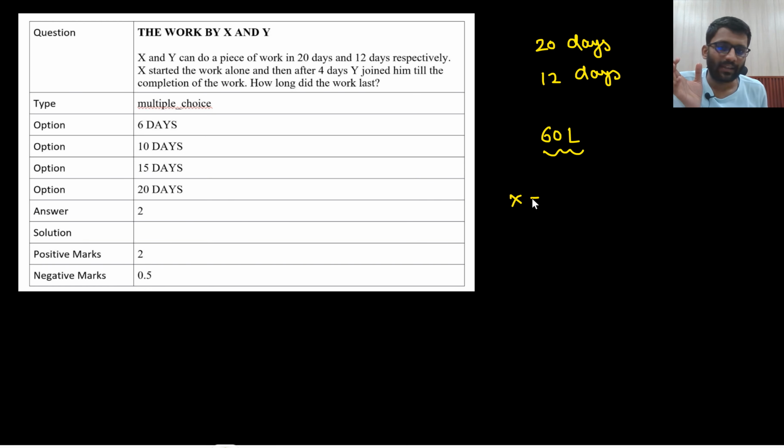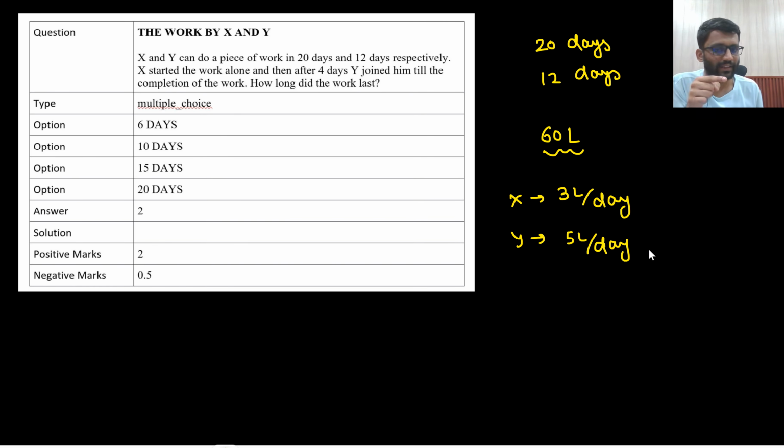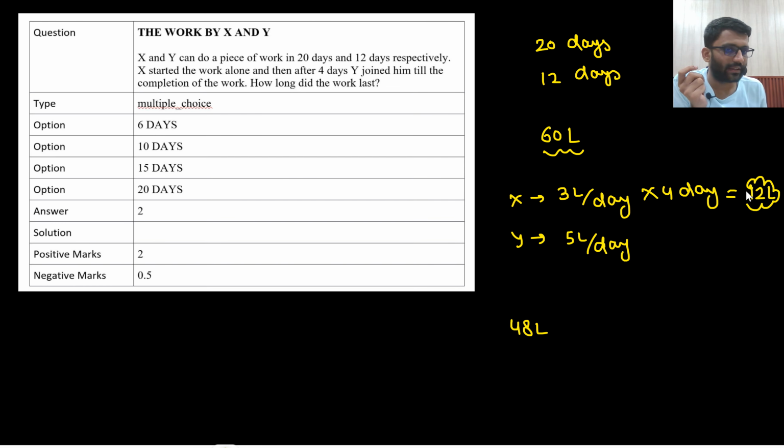That means X can eat 60 laddus in 20 days. That means X is eating 3 laddus per day and Y is eating 60 by 12, that means 5 laddus per day, right? Because he can do the work in 12 days. So X started the work alone and after 4 days Y joined him. So X worked for 4 days. That means he has eaten 12 laddus already. How many laddus are left? 48 laddus are left. He has eaten 12 already.